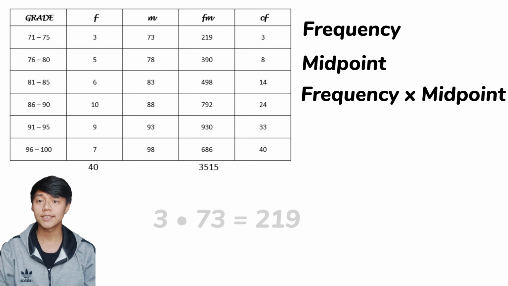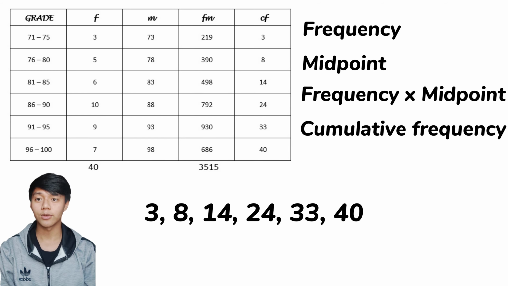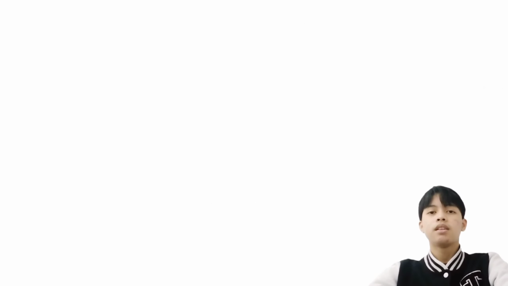The CF stands for cumulative frequency. It gradually adds up all the frequency, so it's 3, then 3 plus 5 is 8, 8 plus 6 is 14, and so on. Now that we have our group data, let us find the mean.